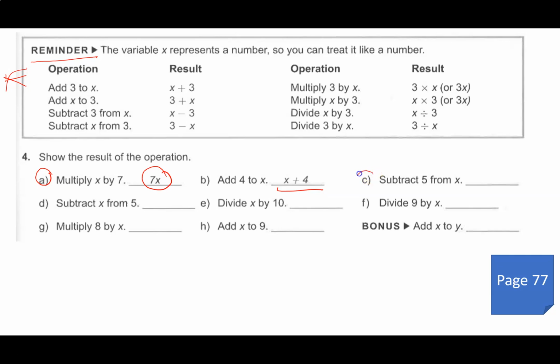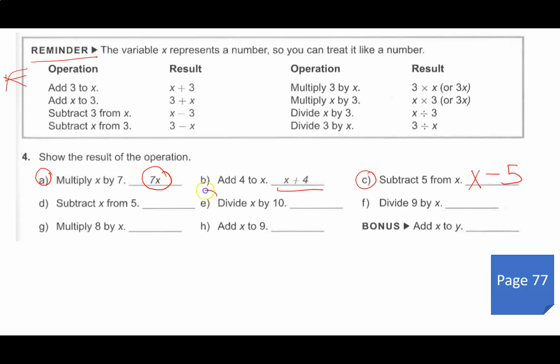How would I write C? Subtract 5 from x. So from x tells me that x was there first, and now we are going to subtract 5. Let's try one more together.